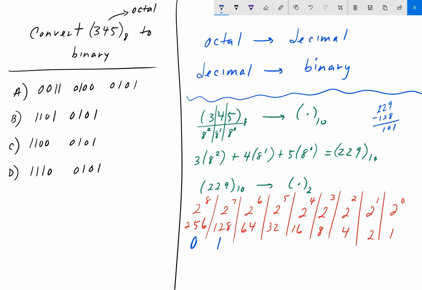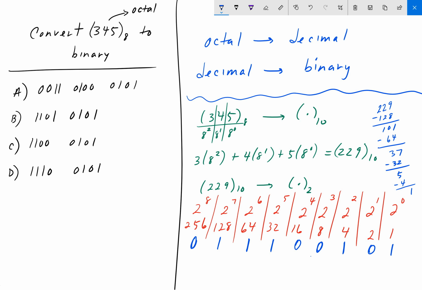Okay, so now we have 101. So does 64 go into 101? Yes. Same process, 101 minus 64 gives us 37. Does 32 go into 37? Yes, it does. So you subtract 32 here, get 5. Does 16 go into 5? No, it doesn't. Does 8 go into 5? No, it doesn't. Does 4 go into 5? Yes, it does. Subtract 4, and we're left with 1. Does 2 go into 1? No, it doesn't. 1 does go into 1, and we put a 1 down there.